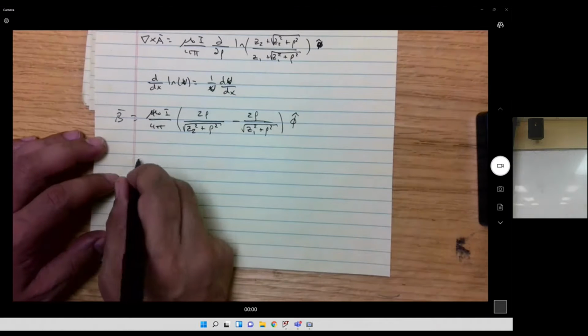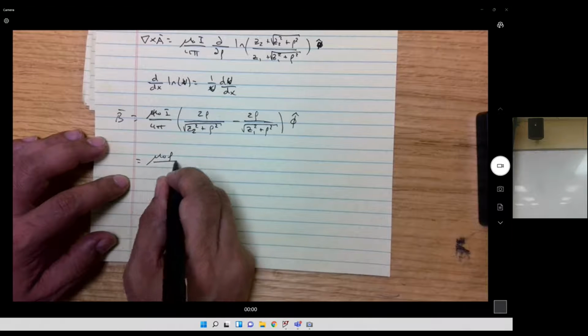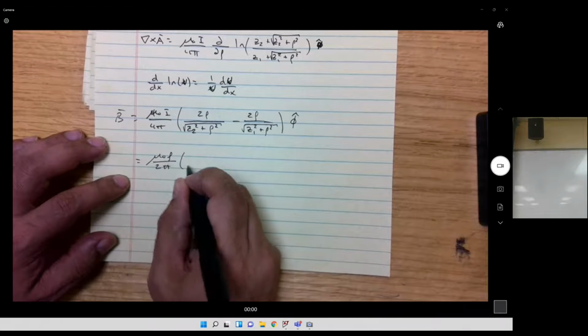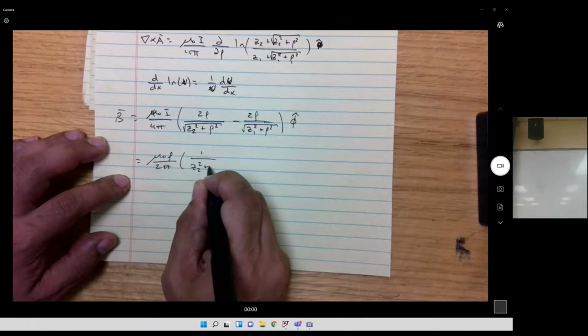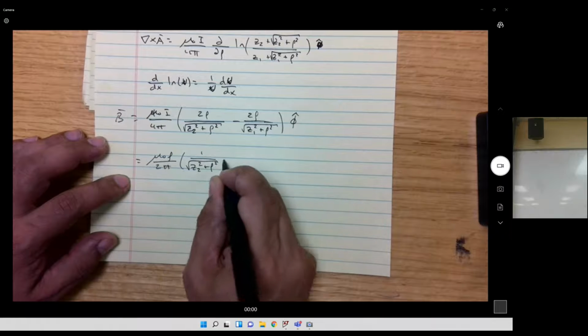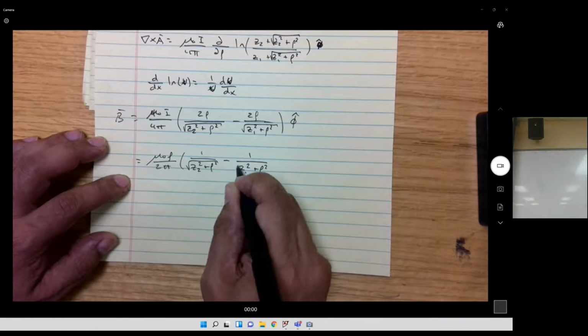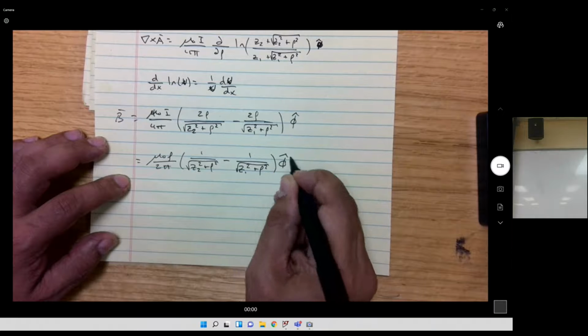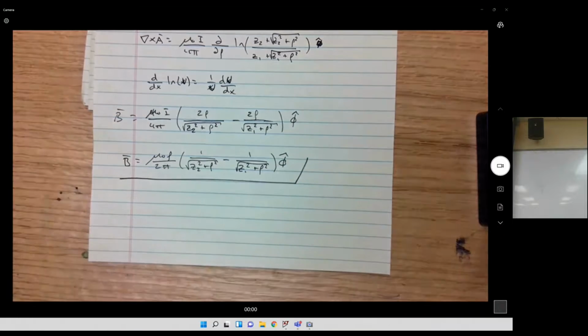Sleep deprivation. Yeah, so you can simplify this a little bit. You will have it over 2 pi of the expression, and that will give you your magnetic flux.